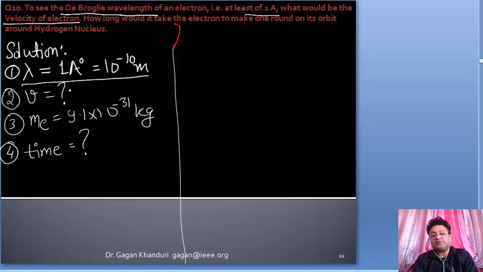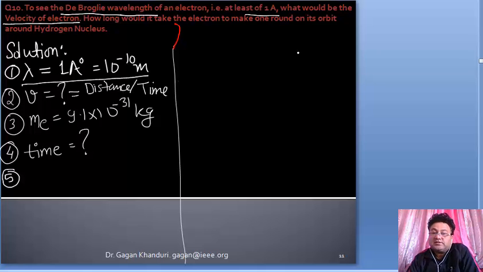So velocity can be given as distance upon time, right? And how long would it take the electron to make one round on its orbit around the hydrogen nucleus? So we are talking about the hydrogen nucleus. The atom is hydrogen, and we have to consider the length of its orbit.